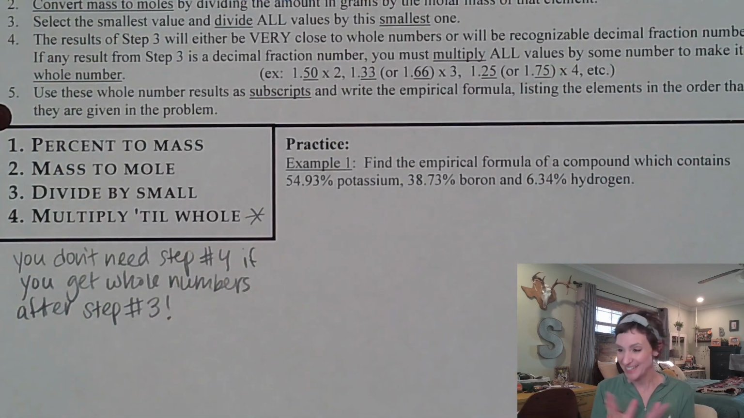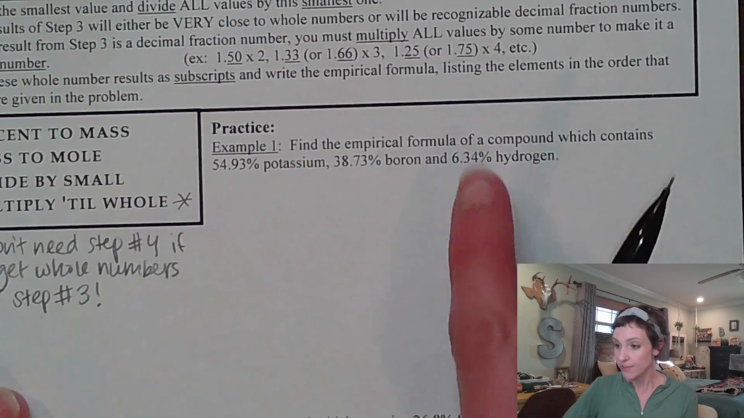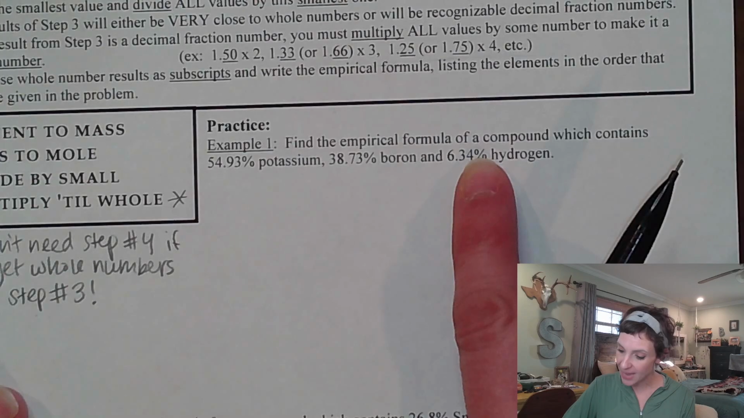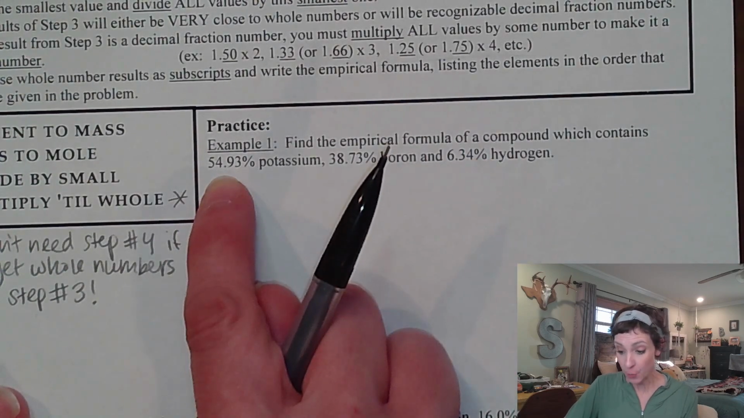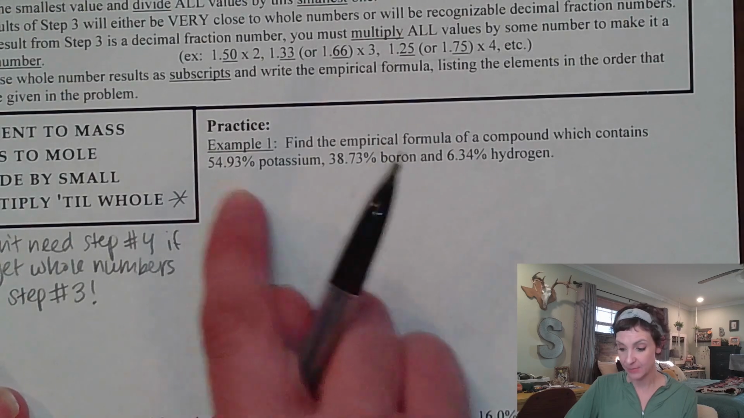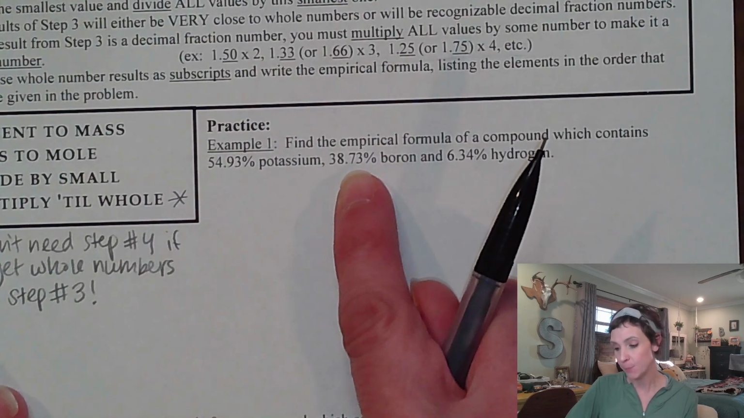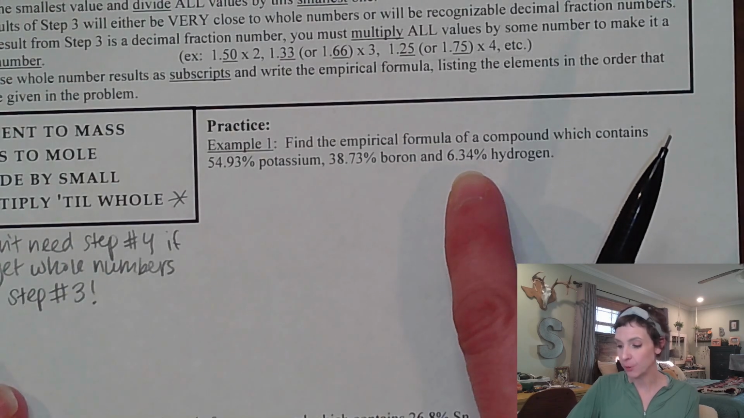Okay, here we go. So let's do the first practice example. It says, find the empirical formula of a compound which contains 54.93% potassium, 38.73% boron, and 6.34% hydrogen.